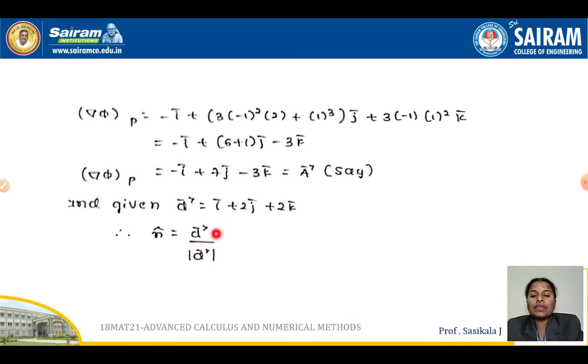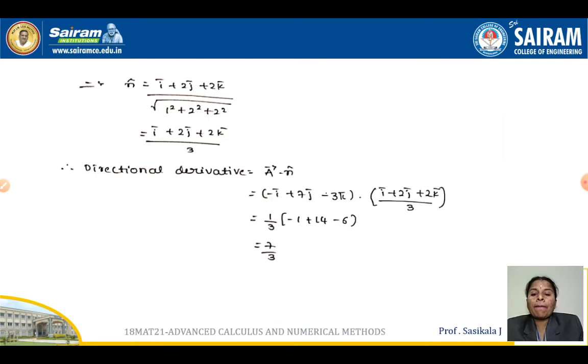So n cap is d vector by modulus of d vector. So i vector plus 2j plus 2k vector by square root of 1 square plus 2 square plus 2 square. It is nothing but root 9, I'll get 3. Now go to the formula. The directional derivative is a vector dot n cap, which is equal to minus i vector plus 7j vector minus 3k vector dot i vector plus 2j vector plus 2k vector by 3.